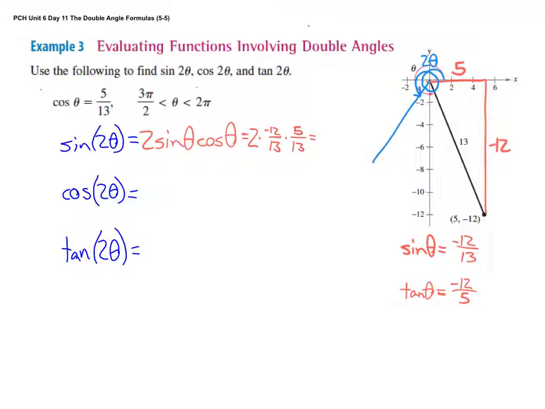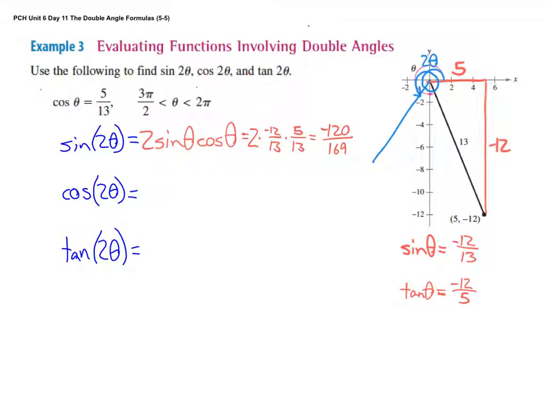So we now have negative 120 over 169. Okay? How would I find cosine of 2 theta? Which one would be the most beneficial to use? Since we already figured out sine, we could use either of them.